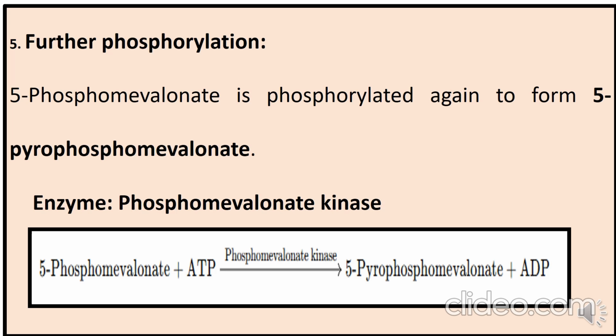From where does it take the phosphate group? From the ATP molecule, and this results in the formation of 5-pyrophosphomevalonate plus ADP, a further phosphorylated compound, that is pyrophosphomevalonate.